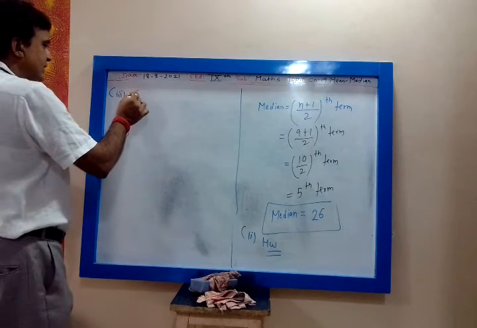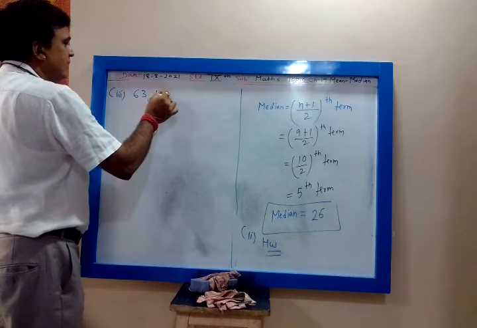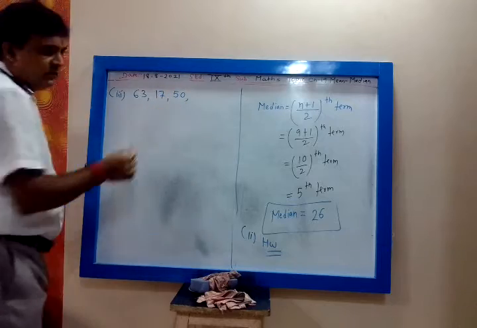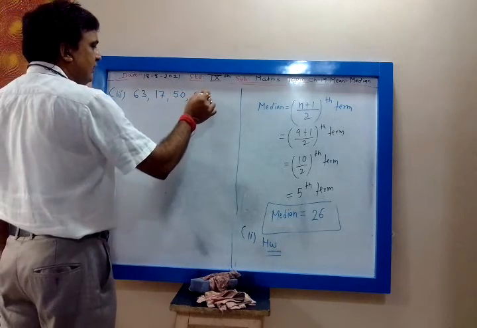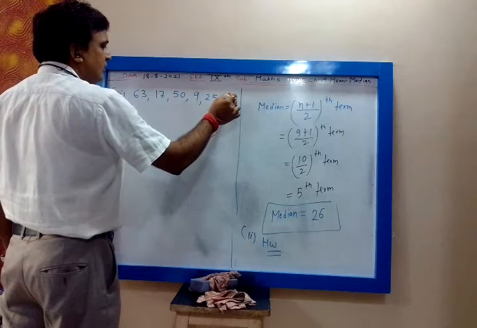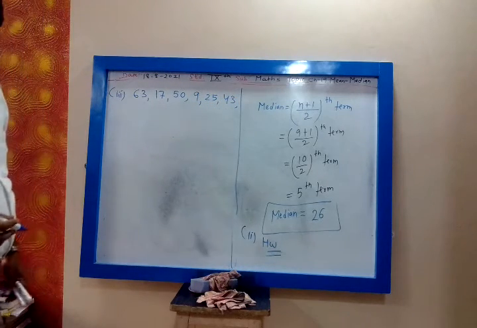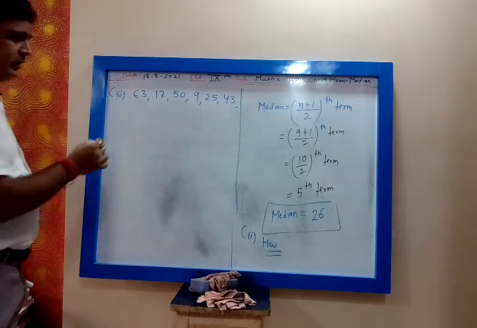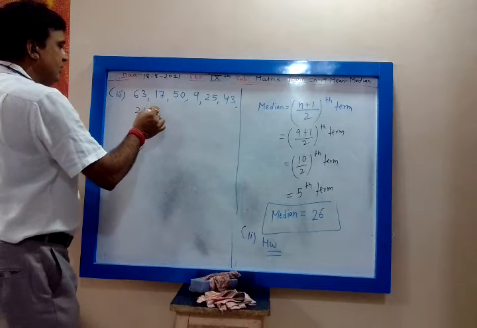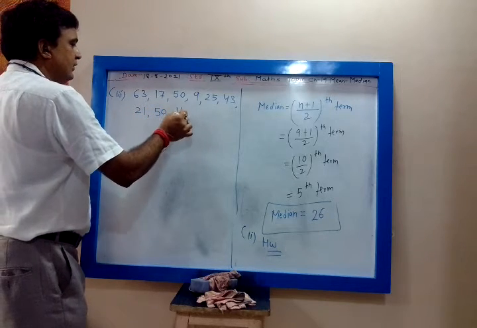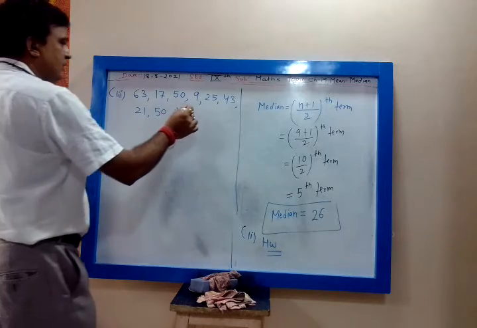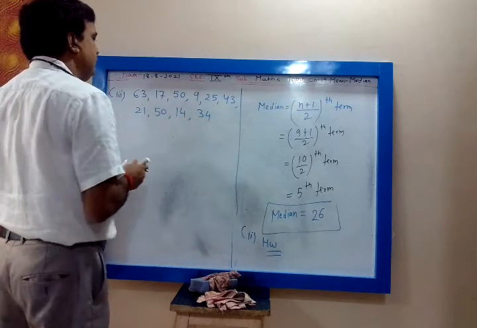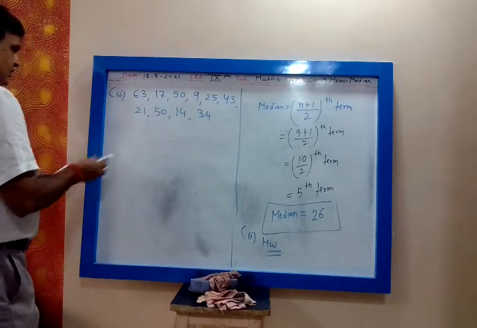63, 17, 50. Then 9, 25, 43. Okay. Then 21, 50, 14. Then 34. So first you arrange the data in ascending order.